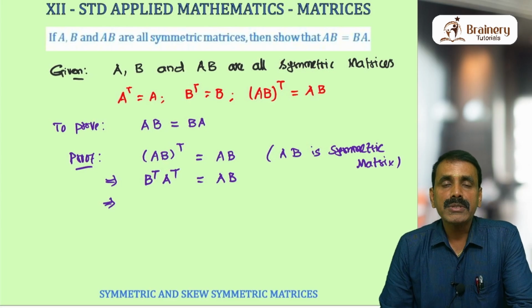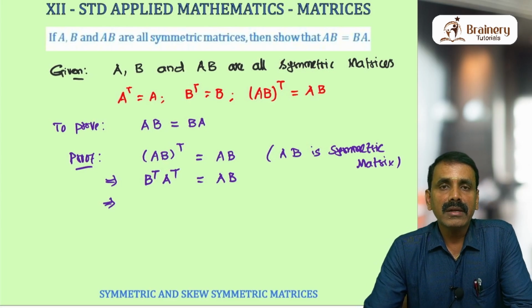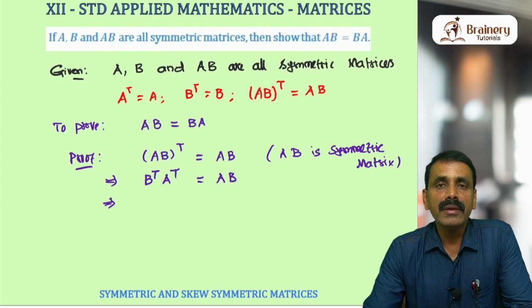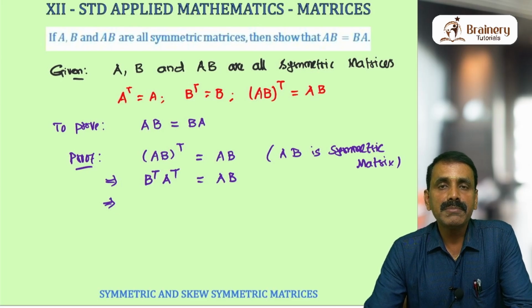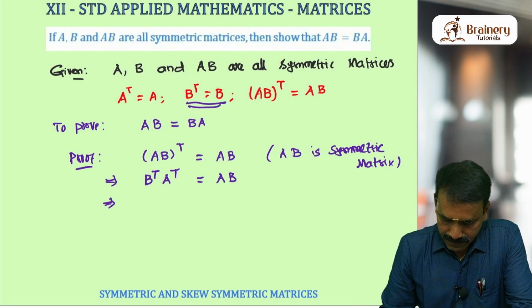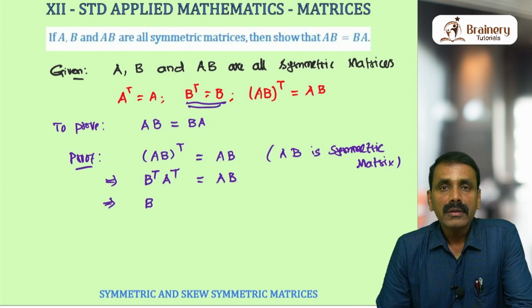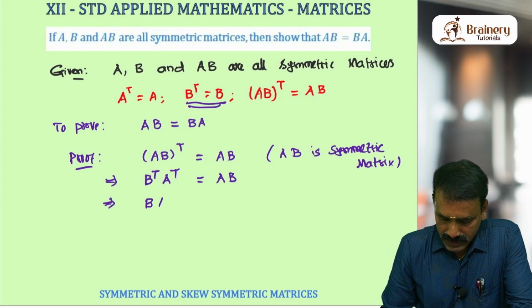Now what is B transpose? B transpose is B. Why? Because B is a symmetric matrix. Since B is symmetric, B transpose is equal to B. Then what about A transpose? A transpose is equal to A. So we proved BA is equal to AB.